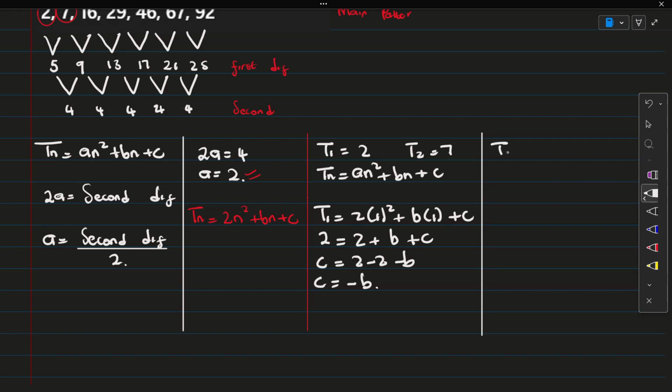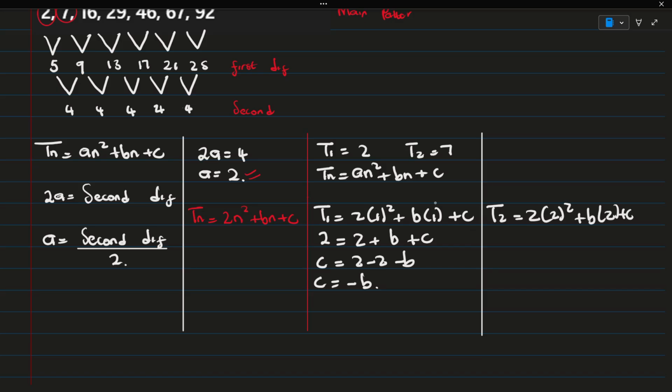So term 2 is equal to what? Okay, let me write it so it aligns with this one. Term 2 is going to be, where you see 2, what is your n? 2 squared plus b 2 plus c. Let me remove this. Then, what is your term 2? Your term 2 is 7, which is equal to 2 multiplied by 4 plus 2b plus c.